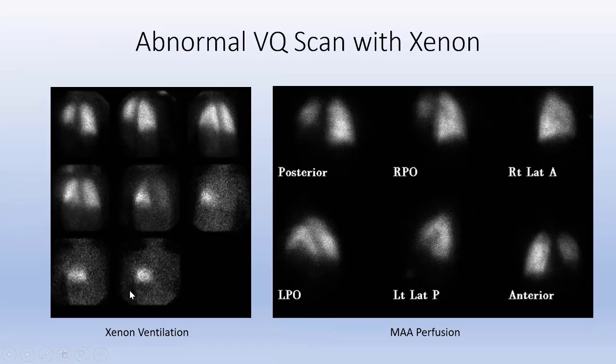Here's where the xenon has got trapped and it's still trying to get out of the lungs. There's probably a big fungal or bacterial infection going on in the base of that lung. And it is a matched defect, which has nothing to do with PE, right? But again, a very interesting case study to actually evaluate.